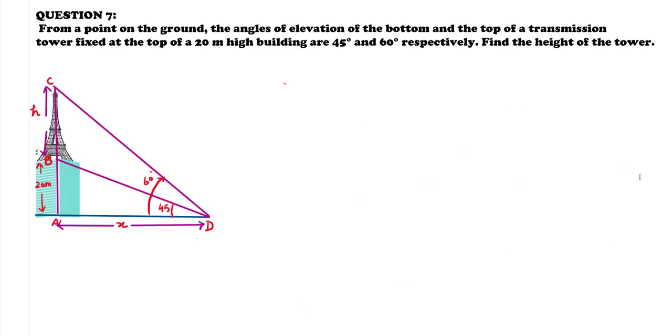Question 7. From a point on the ground, the angle of elevation of the bottom and top of a transmission tower fixed at the top of a 20 meter high building are 45 degree and 60 degree respectively. Find the height of the tower.